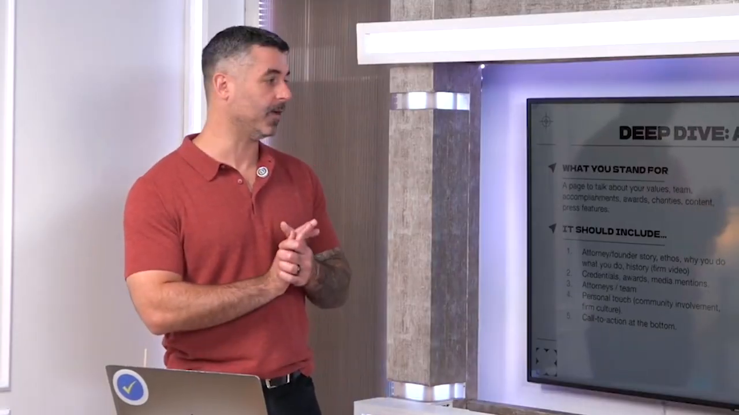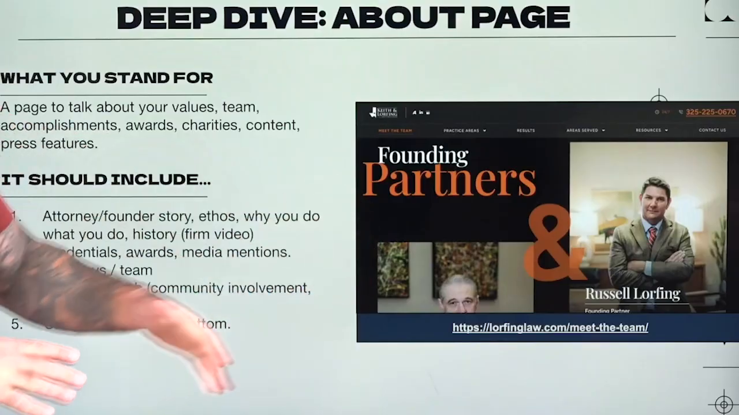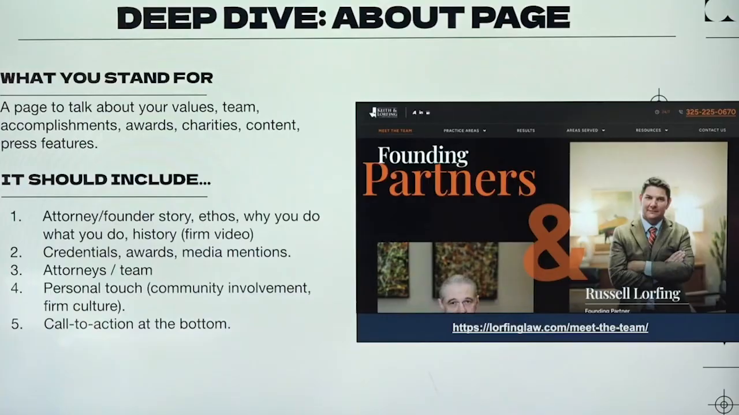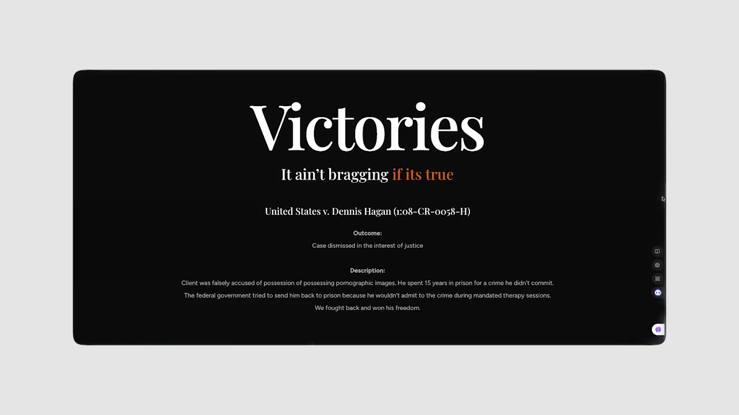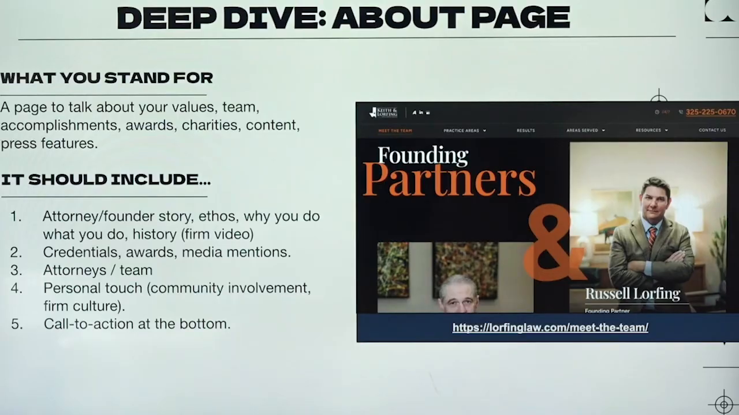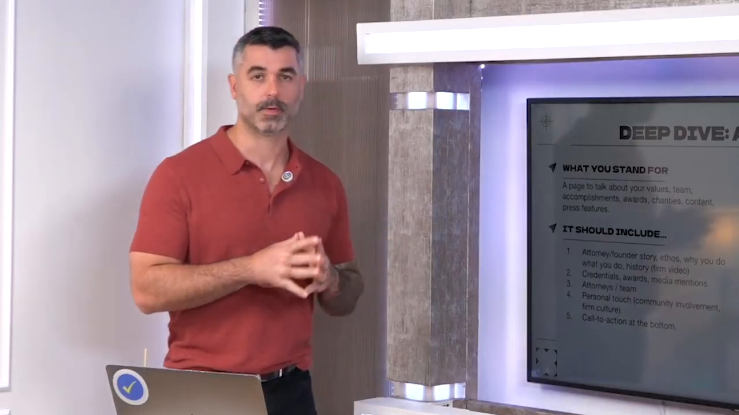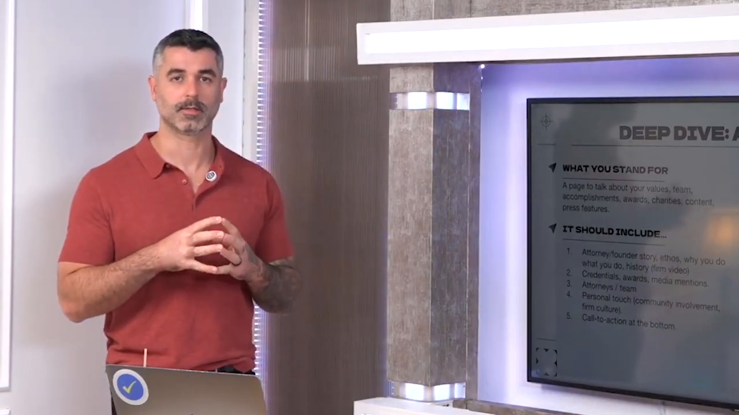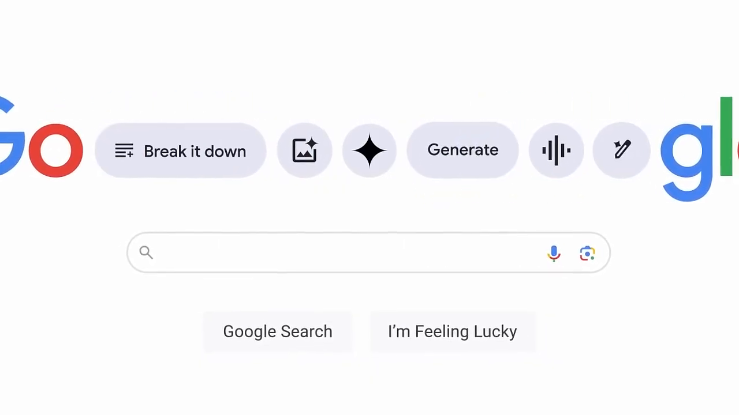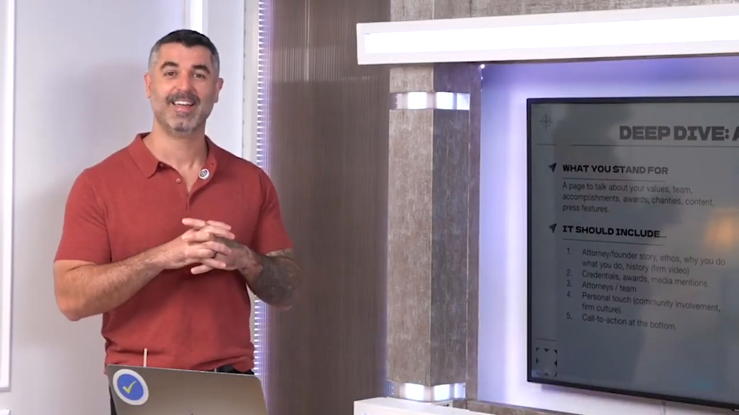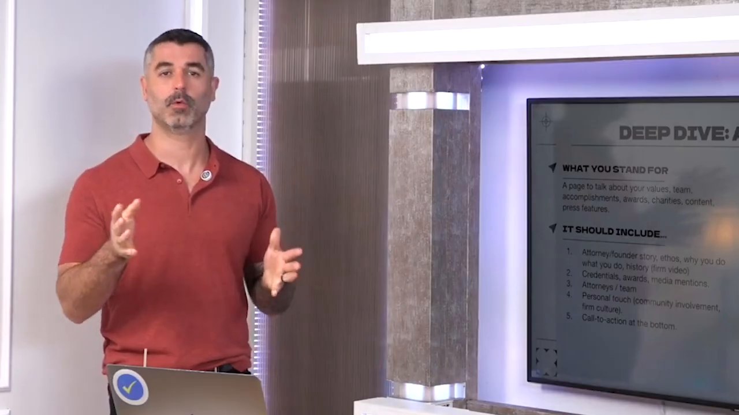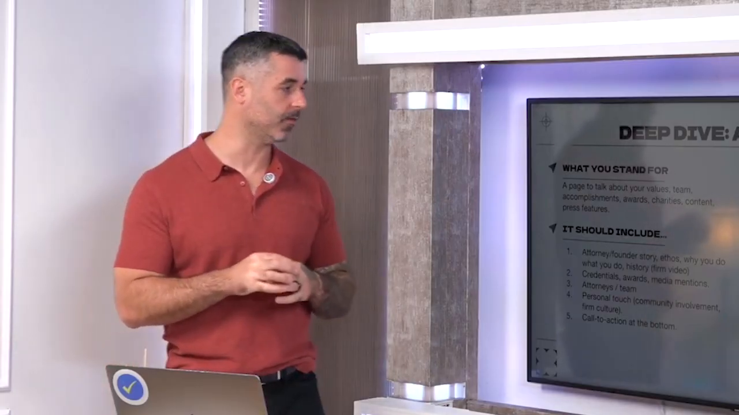So next is the About page. This is actually from a client of ours that we rebuilt their website, Lorfing Law, Keith Lorfing, criminal defense attorney down in Texas. So the About page, I think, is very important. It's becoming more important for things like AI search because AI search is looking a lot at credibility. It's looking a lot at results. It's looking a lot at, are you good at what you do, right? So the About page is very, very important.